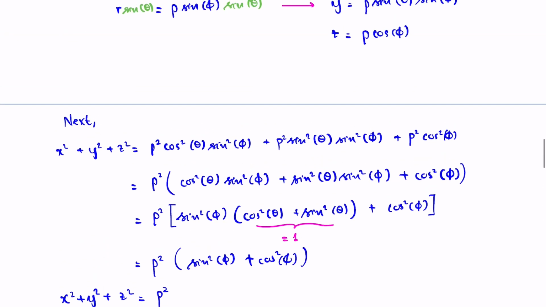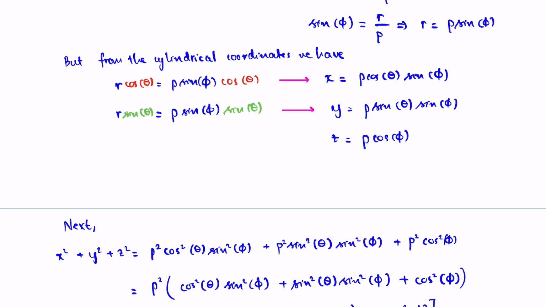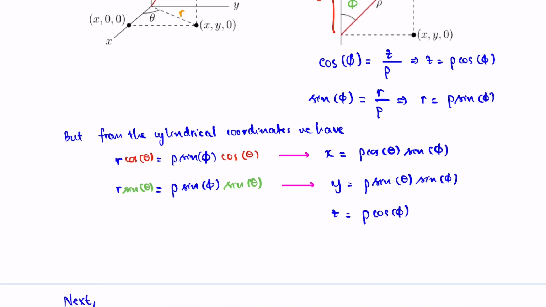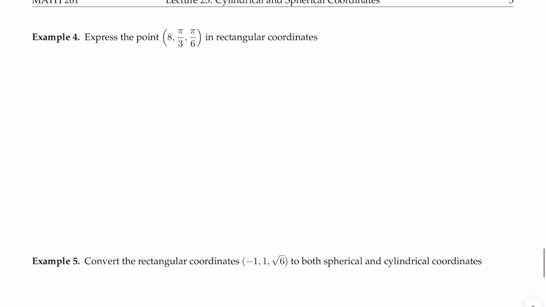So these equations we just derived allow us to convert from one coordinate system to another coordinate system. In particular, using this equation, we can convert a point from a spherical coordinate system to a rectangular coordinate system. And if we use this information, we can actually convert a point from the rectangular coordinate system to the spherical coordinate system. Now let's take a look at the following example.